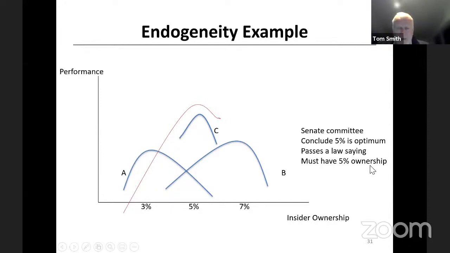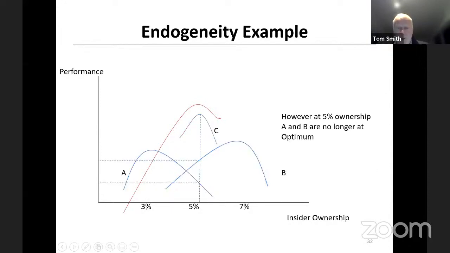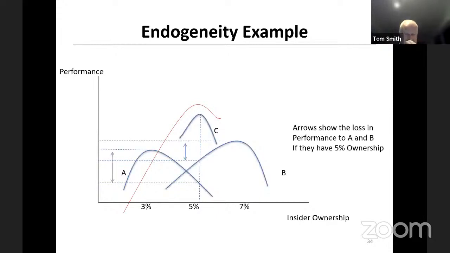What would be the effect of that? Well, at 5% ownership, A and B are no longer at an optimum. You can see that A, rather than being at the optimum of 3, at 5% is way down here on the curve. And for B, rather than being at the optimum of 7, they're way down here at 5. So you can see the decrease in performance for both A and for B. So a very serious thing.